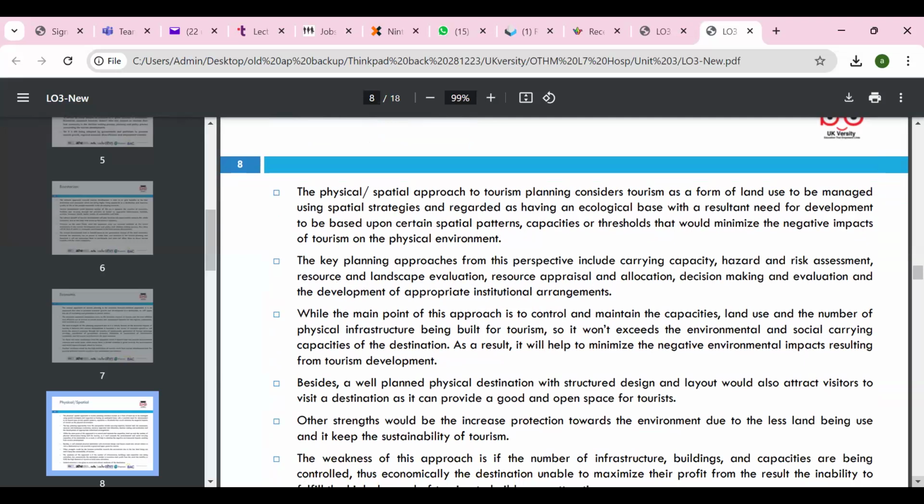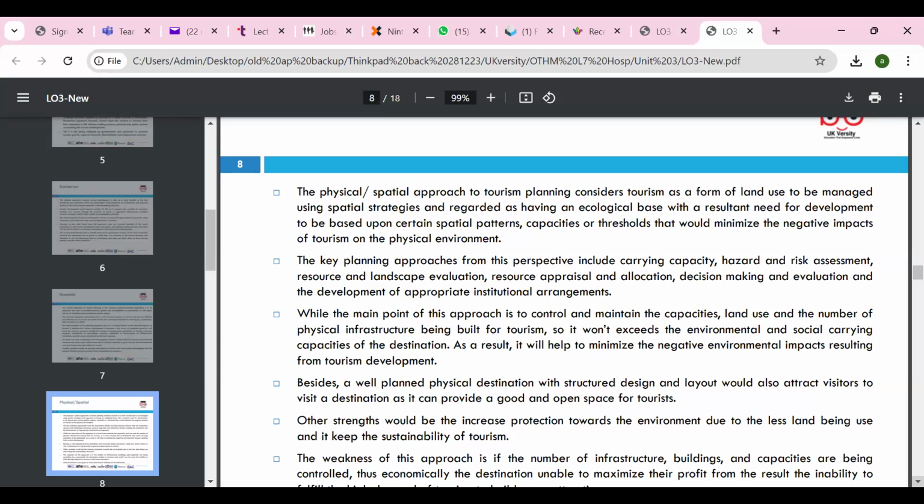We need to make sure we have the validity of the points, and thus do the cost and benefit analysis to achieve the key objective as a company. Otherwise, we can't really achieve those objectives which we're supposed to achieve. So we need to look at that perspective, including capacity as an approach to control and maintain the capacity and land use. The number of physical infrastructure being built can exceed the environmental and social carrying capacities of the destination.